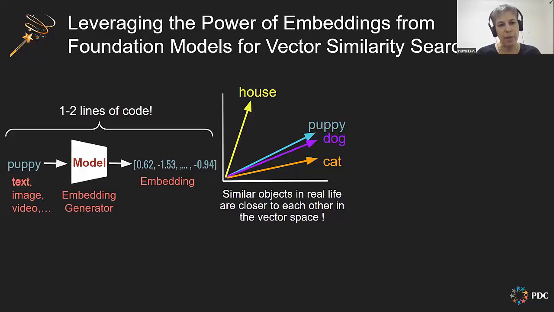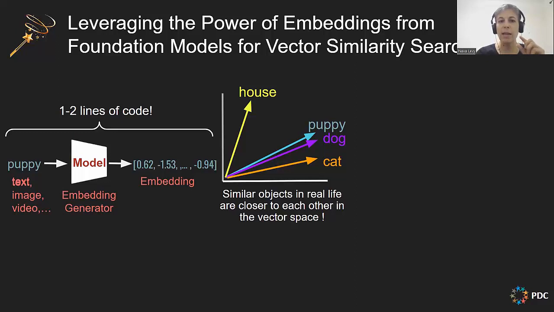It doesn't mean it's female and not male. What does it mean? We don't know what it means. But they do have a special characteristic, vector embeddings, that if we map them on the vector space, then similar objects in real life are closer to each other in the vector space. So if puppy and dog are similar objects in real life, right? Then you can see here that they are closer to each other in the vector space.